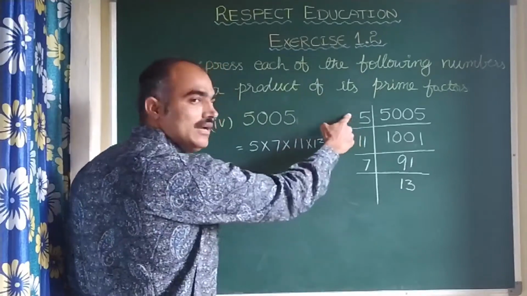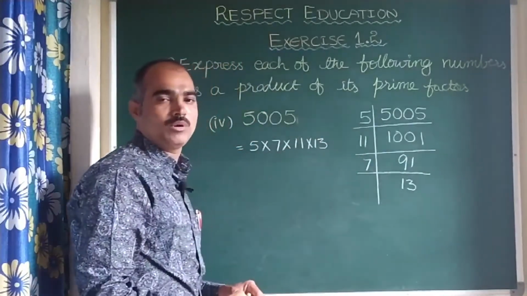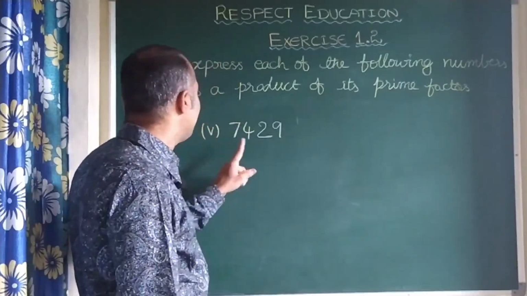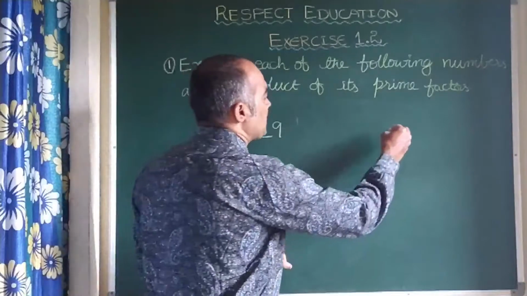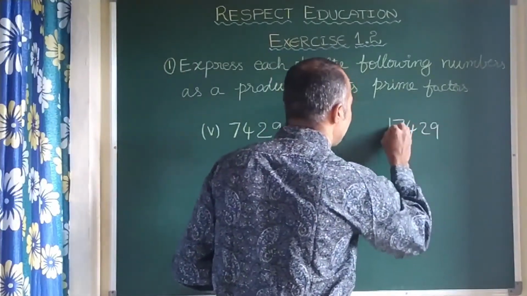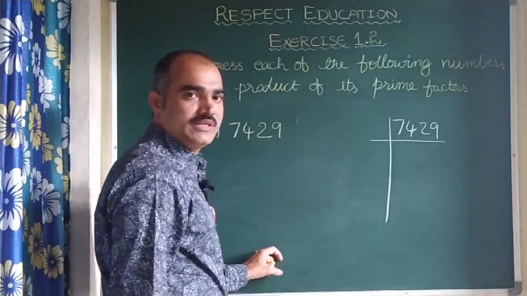Even if you write 5 into 11 into 7 into 13, that is also absolutely right, children, no problem at all. Let us see the next bit, that is the fifth bit, 7429. Let us consider here 7429. This is the only problem, children.